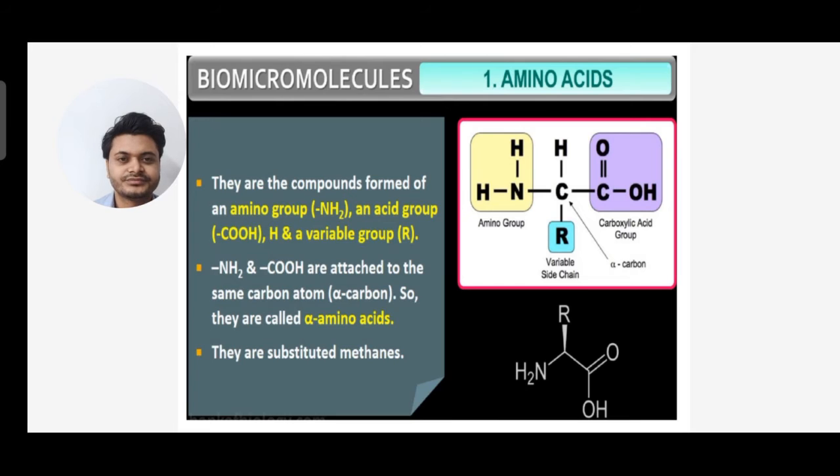All right, so they are the compounds formed of amino group, that is NH2, and acidic group, that is a carboxylic group, that is COOH, and H and variable R group. So NH2 and COOH are attached to the same carbon, that means always at the alpha carbon. So they are called alpha amino acids, and they are substituted methanes.